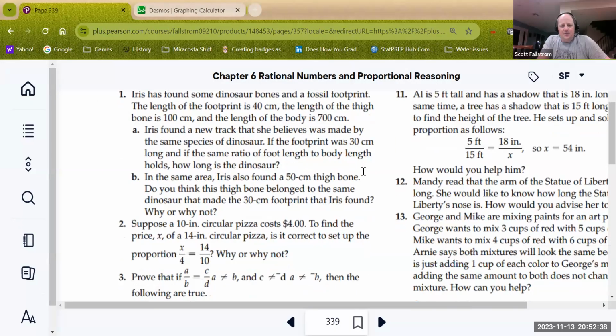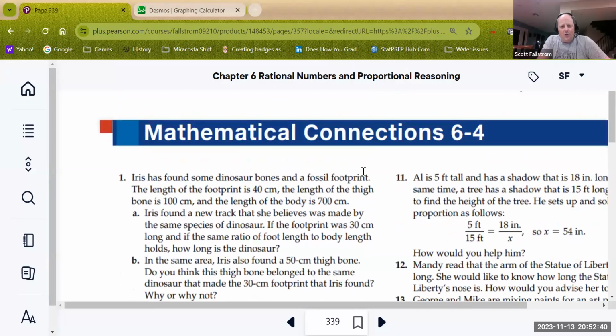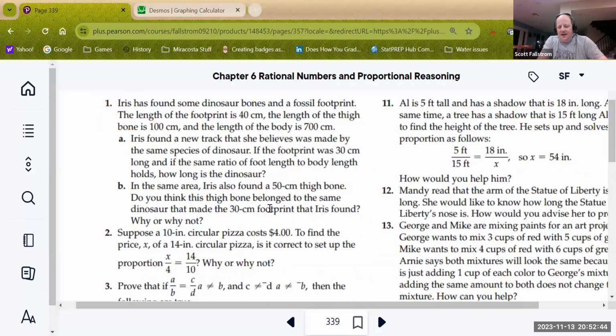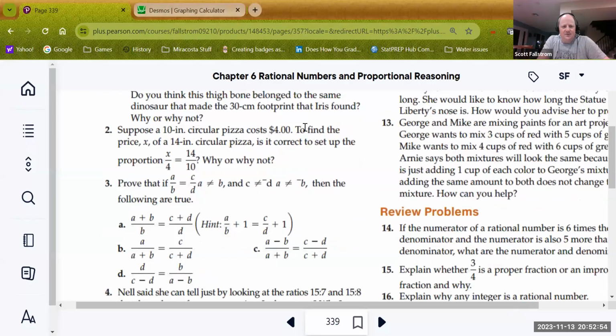So students had a couple questions out of the 6-4 math connections. So let's take a look and see what we've got. We've got question 2, 3. I'll start with those, I guess. 2 and 3. A 10-inch circular pizza costs $4. To find the price X of a 14-inch circular pizza, is it correct to set up the proportion?